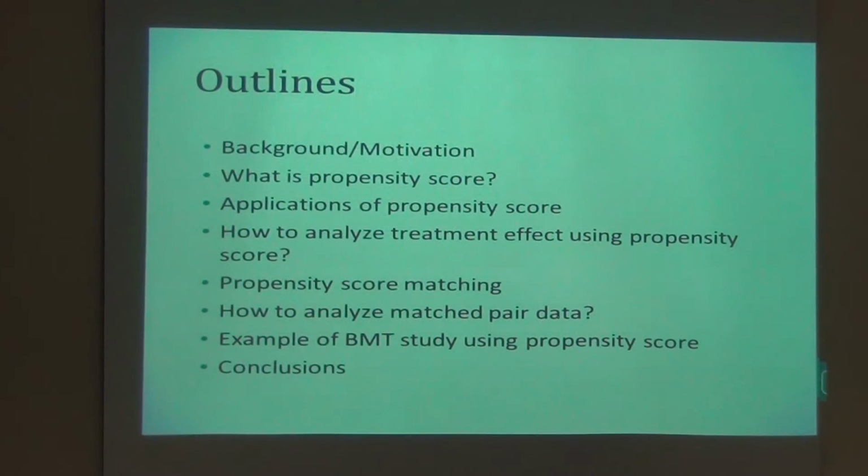One common approach is propensity score matching, so I will spend some time talking about how to analyze matched pair data using matching on the propensity score. And finally, I will go through one example, the bone marrow transplant data, using propensity score matching to find the conclusions. I have a one hour talk, so there is plenty of time. If you have a question, just stop and ask me, otherwise maybe it goes too fast.